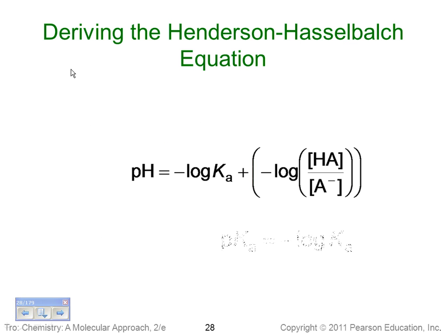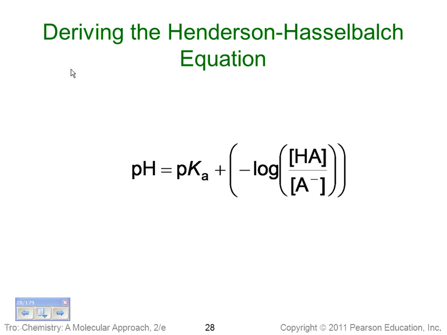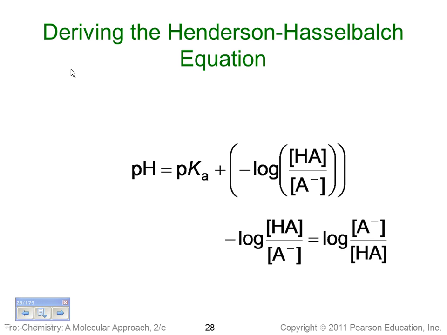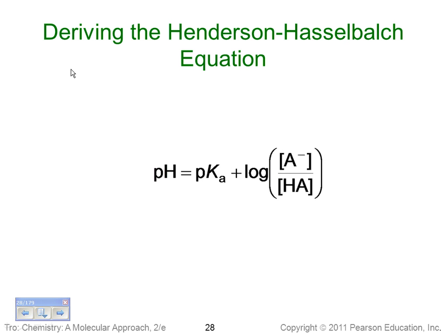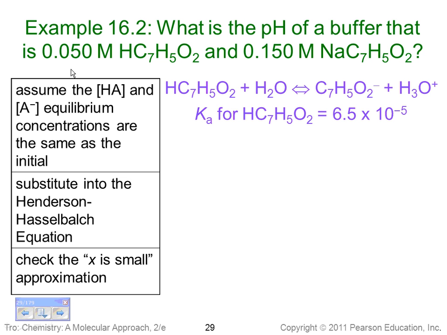So remembering that pH is simply the negative log of the hydronium, and remembering that the negative log of the Ka is the pKa, plugging those definitions in gives us this right here, and that's exactly the Henderson-Hasselbalch equation. So it's really not that difficult of a derivation, but there it is for you math types if you want that information.